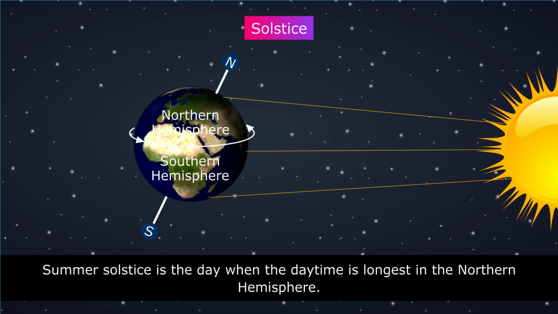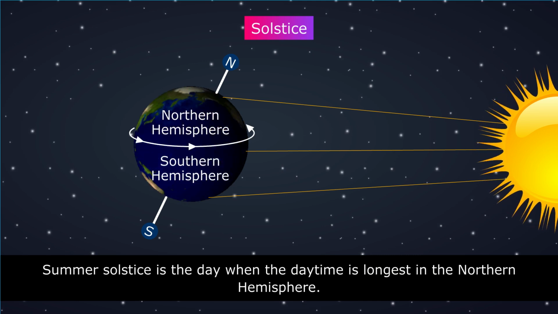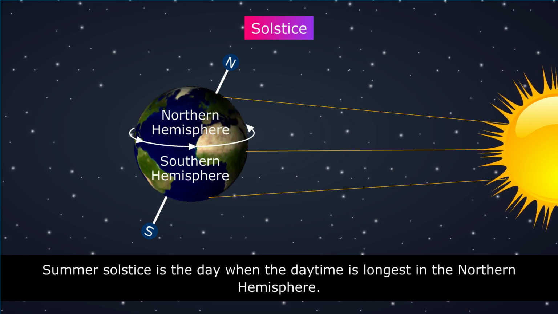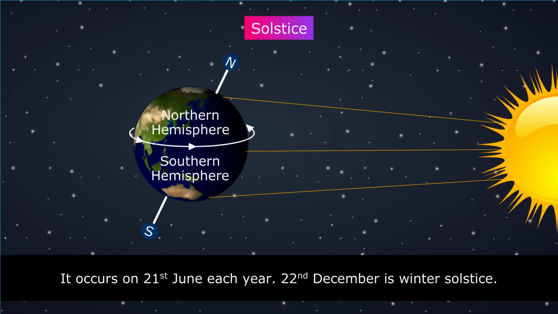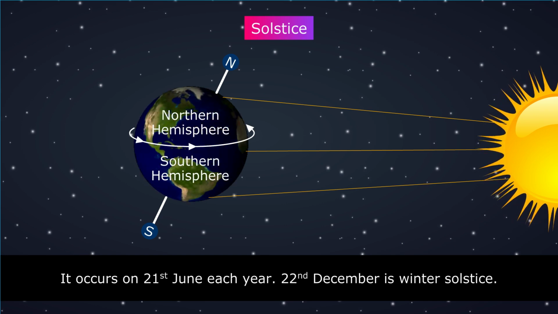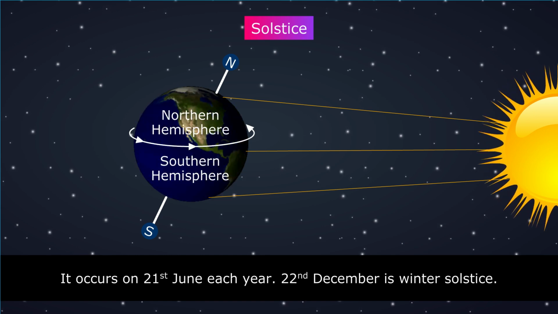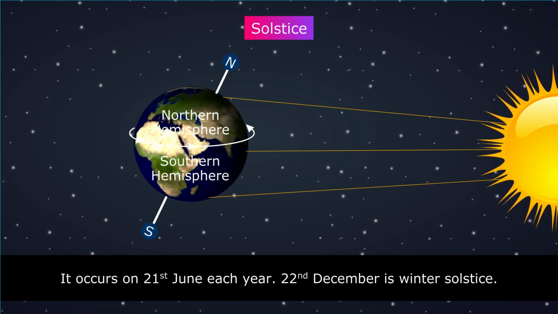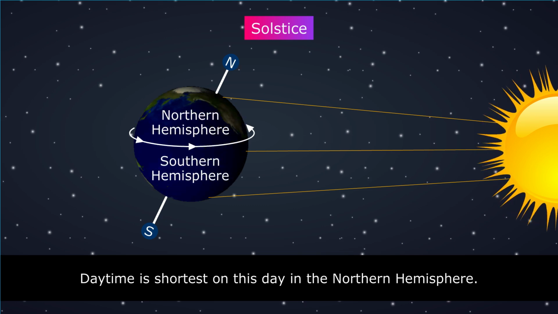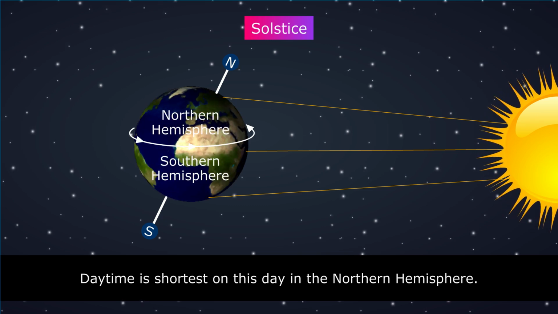Summer solstice is the day when the daytime is longest in the northern hemisphere. It occurs on 21st June each year. 22nd December is winter solstice. Daytime is shortest on this day in the northern hemisphere.